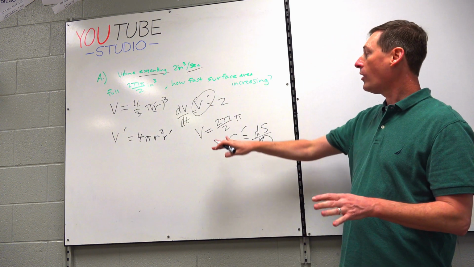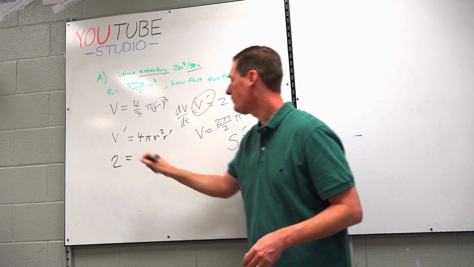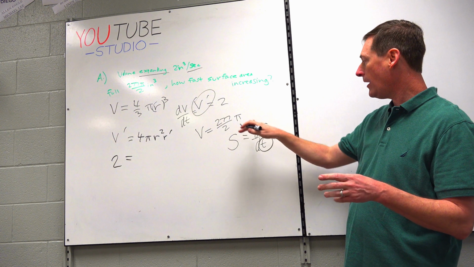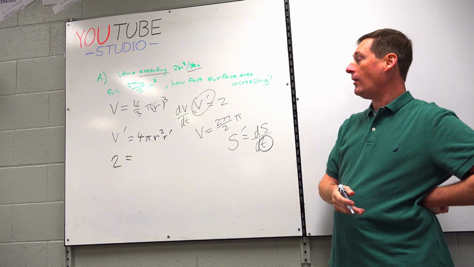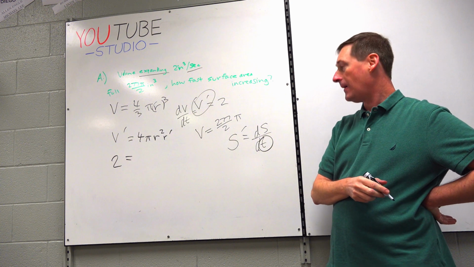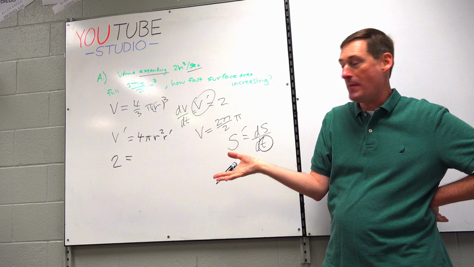Okay, what do I have? V prime is 2. Okay, what else do I know? Oh, I don't know r, and I don't know r prime. Well, now we're in a pickle. How am I supposed to figure out any of the rest of this information?